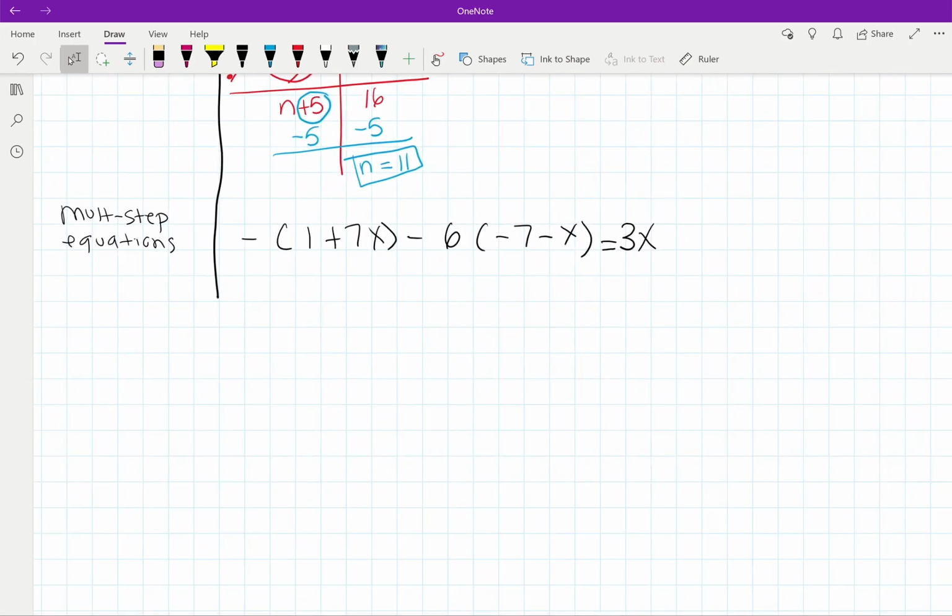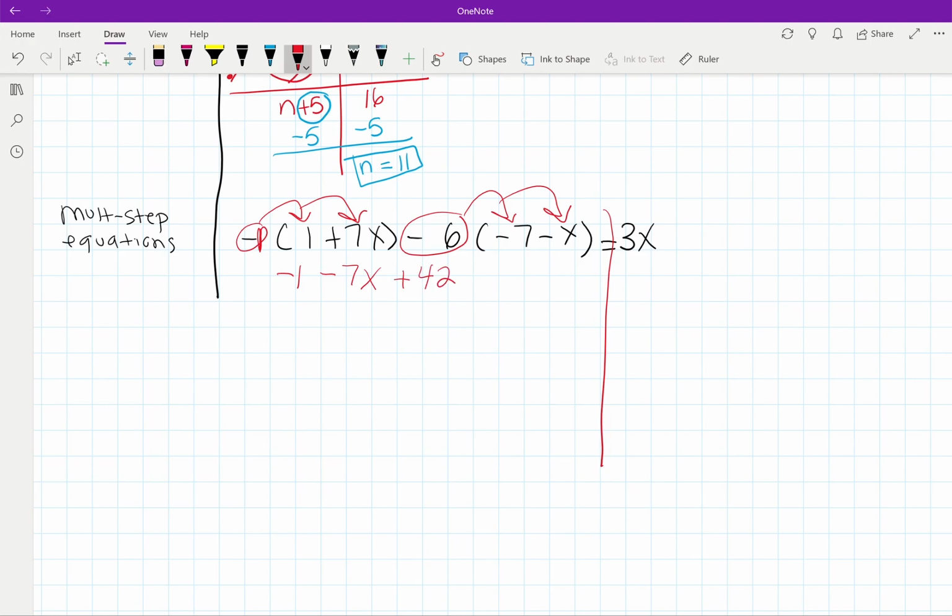So remember yesterday when we talked about the distributive property? Notice when we have parentheses, that should be our first step. So we're going to distribute everything that's outside of the parentheses. Okay, so I have negative 1 times 1, which is negative 1. Negative 1 times 7x, which is negative 7x. Then I have negative 6 times negative 7, which is a positive 42. And negative 6 times negative 1x, which is a positive 6x. Then I'm going to bring down the 3x.